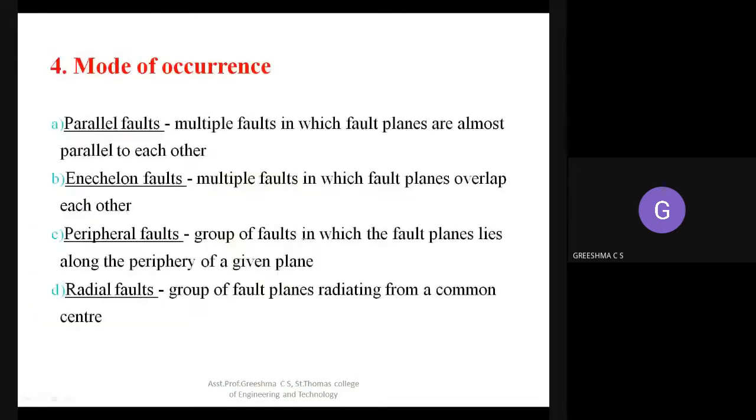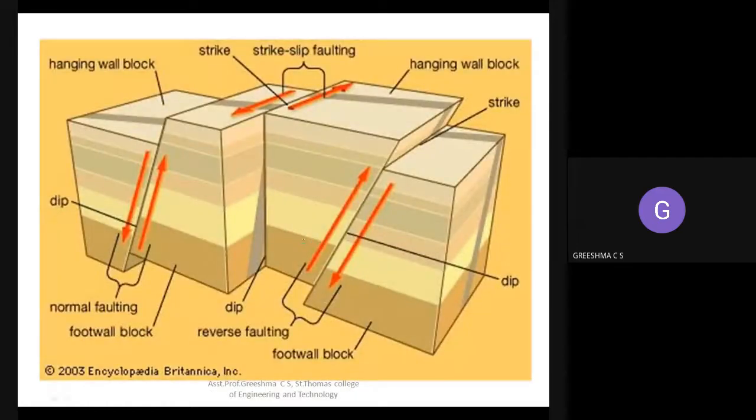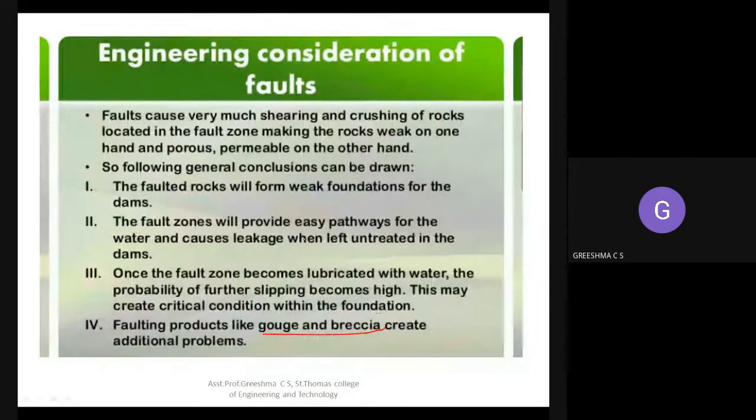So you have to take care about these two things. Breccia and gouge, these are the two important things that you have to note.